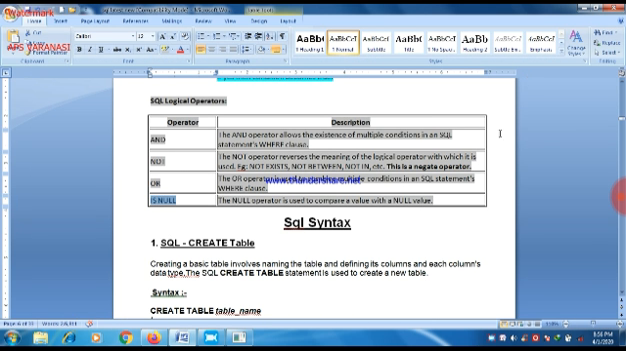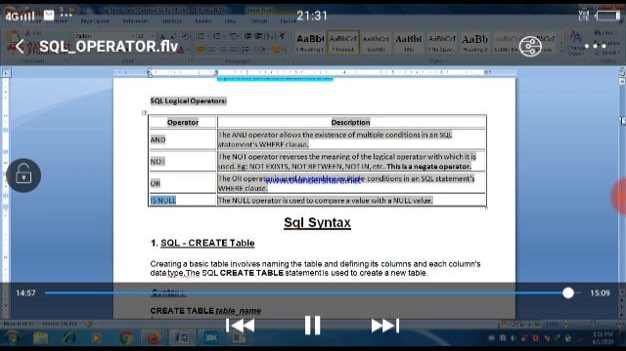So these are the operators. There are many other operators used in logical operations, but these are the four important logical operators. When we study SQL in detail, then we can consider them at that stage.